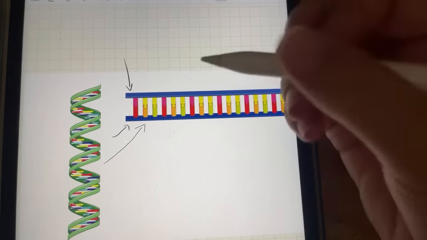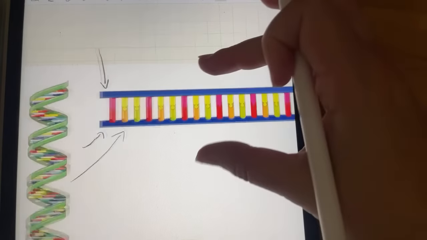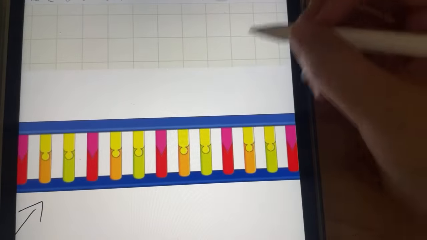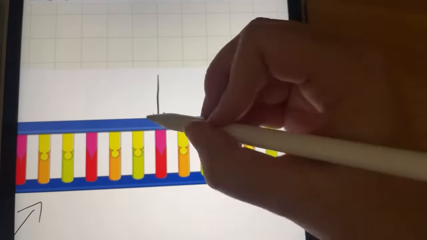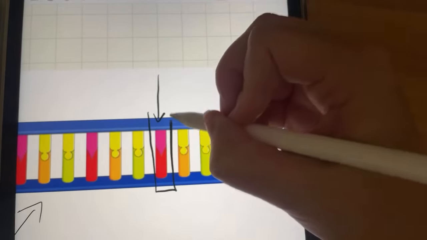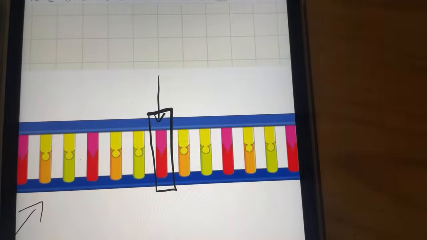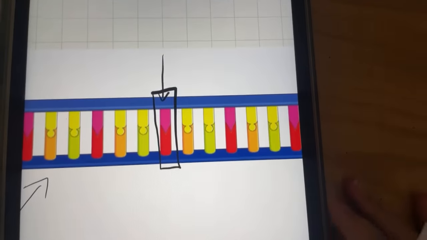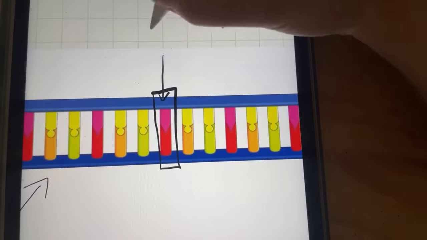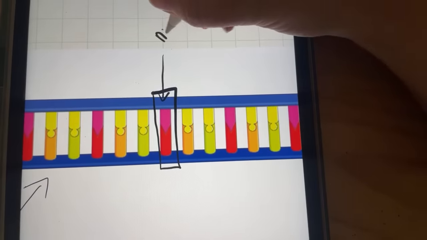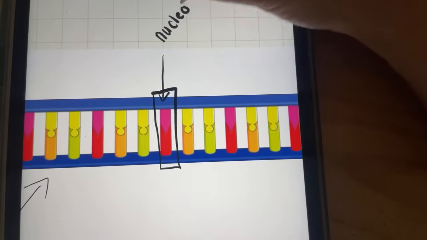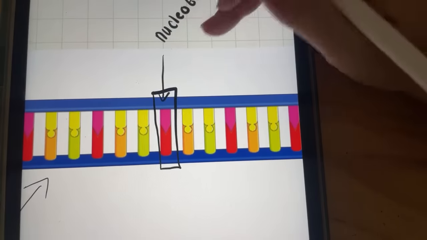Now, if we are going to do the structure, we're going to have to super zoom really close, and we need to break down this structure right here, one building block or one component of a piece of DNA. So, what are these components called? One component or one building block of DNA is called a nucleotide.